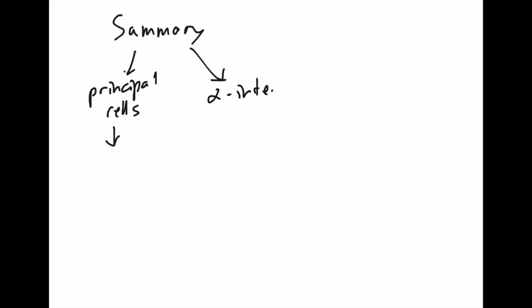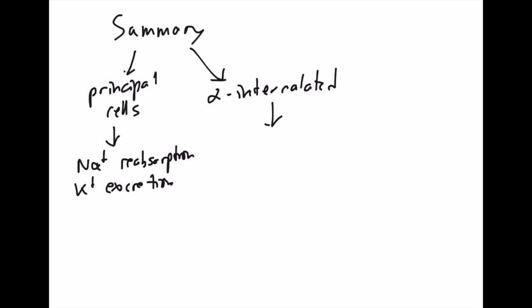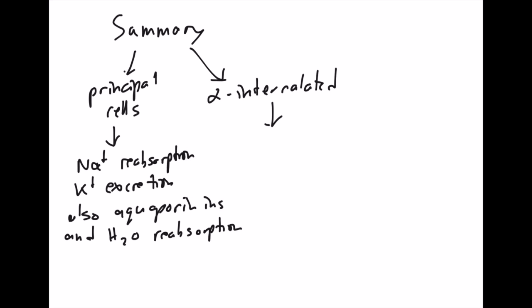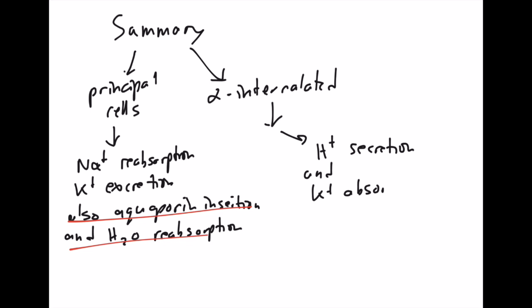So to summarize, remember the two main cells in the cortical collecting tubule, the principal cells and the alpha intercalated cells. The principal cells are responsible for sodium reabsorption, K+ excretion, and also aquaporin insertion and H2O reabsorption. Remember that was mediated by vasopressin or ADH via the V2 receptor. Remember the alpha intercalated cells are responsible for H+ secretion and K+ absorption. So that's what they do.